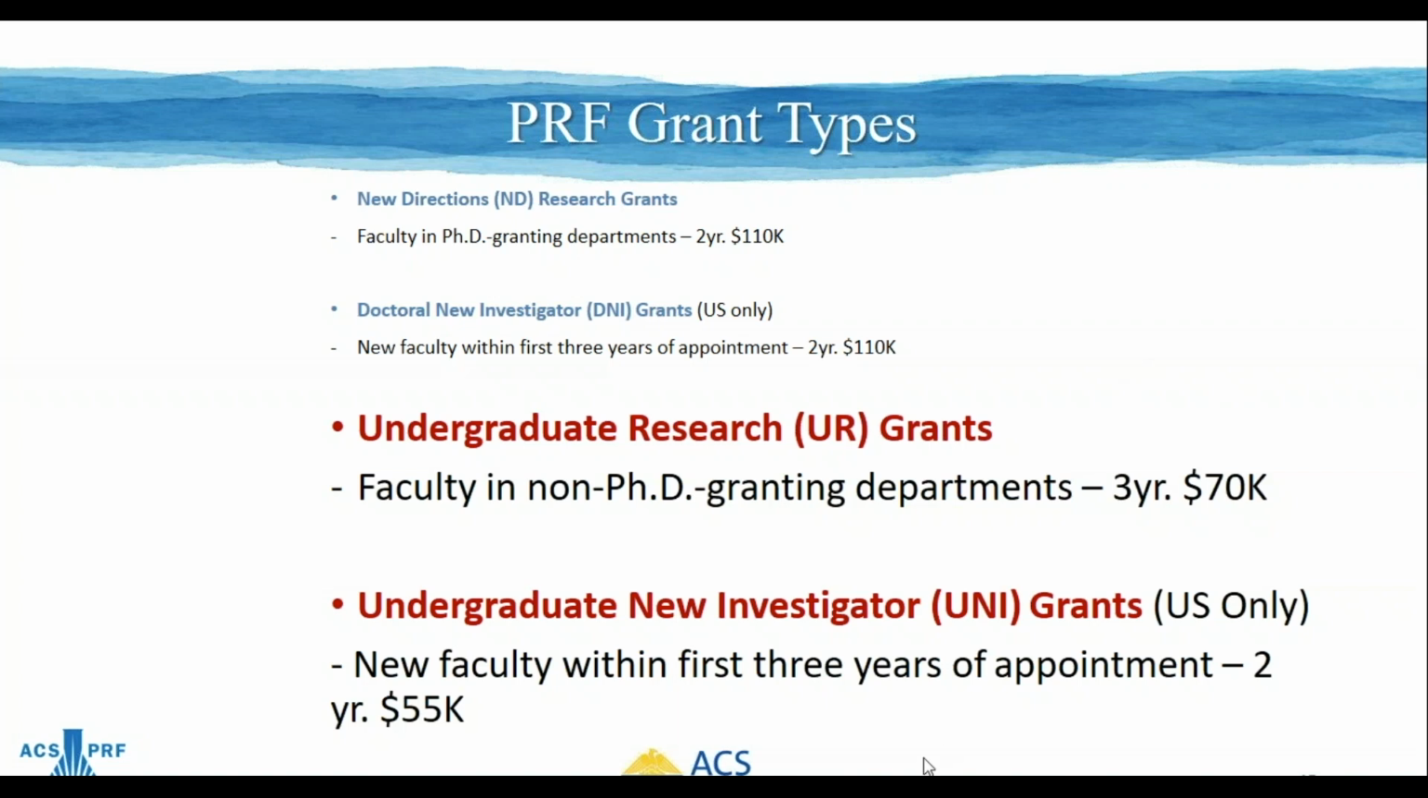Okay, so what are these 2 grants? One is the Undergraduate Research Grant, or the UR grant. This is for faculty in non-PhD departments. It is a grant for 3 years. It has a value of $70K. Now you say, well, is that a lot? Well, in the PUI setting, that's a fair amount of money.